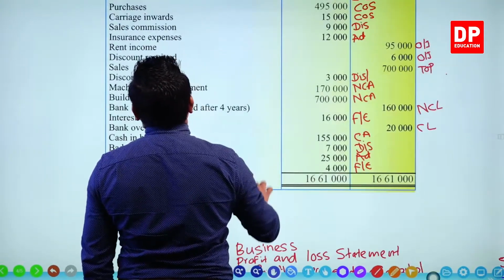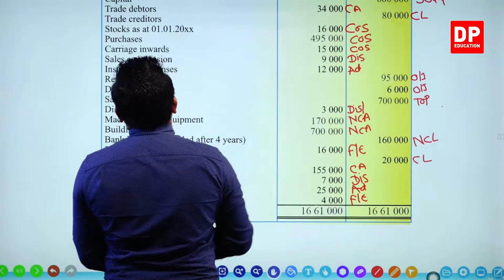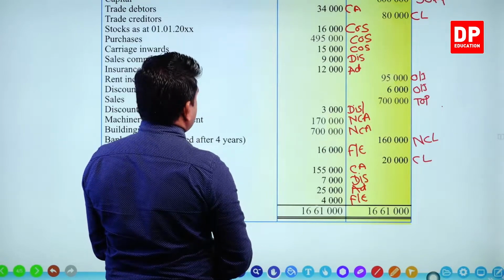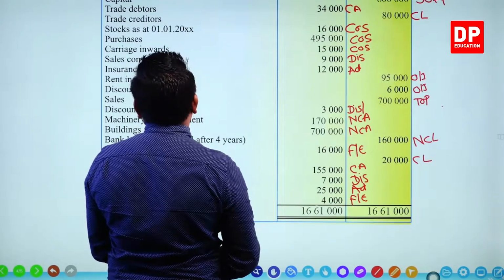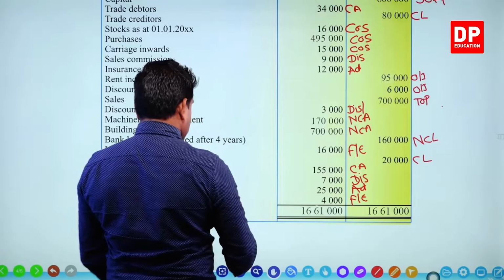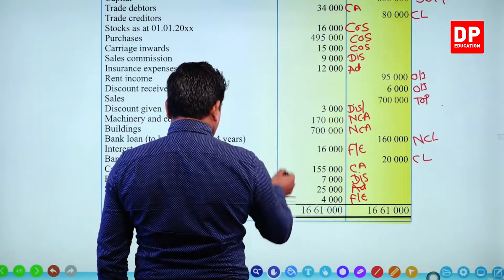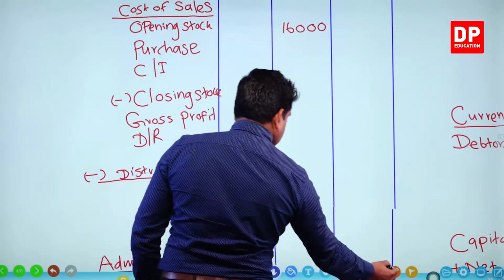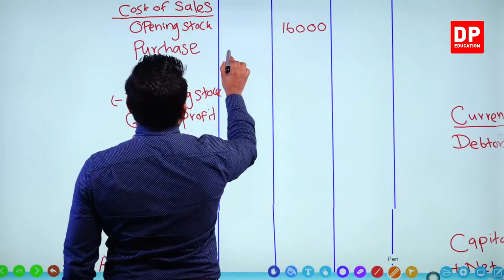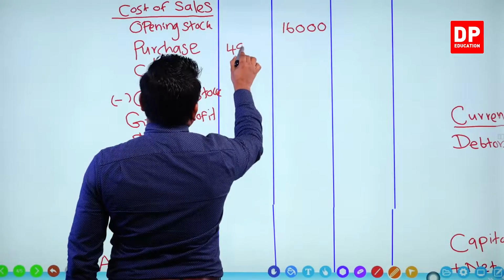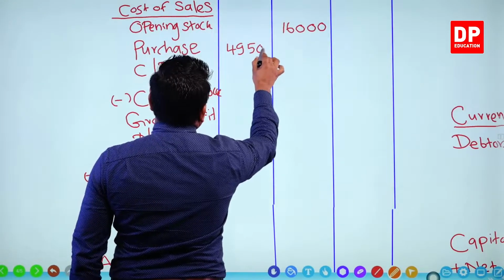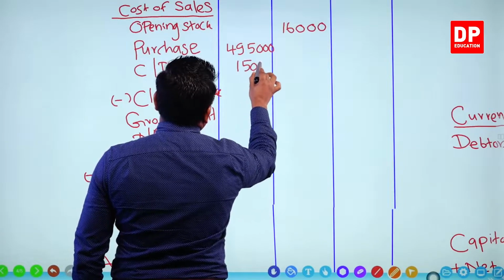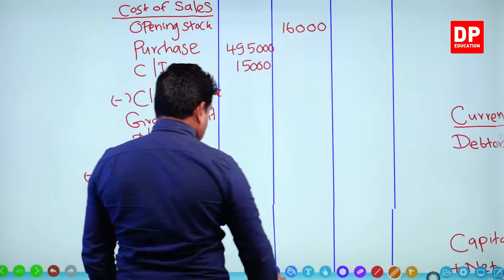Now next, purchases 95,000, carriage inwards 15,000. Do you remember carriage inwards? It is 15,000.